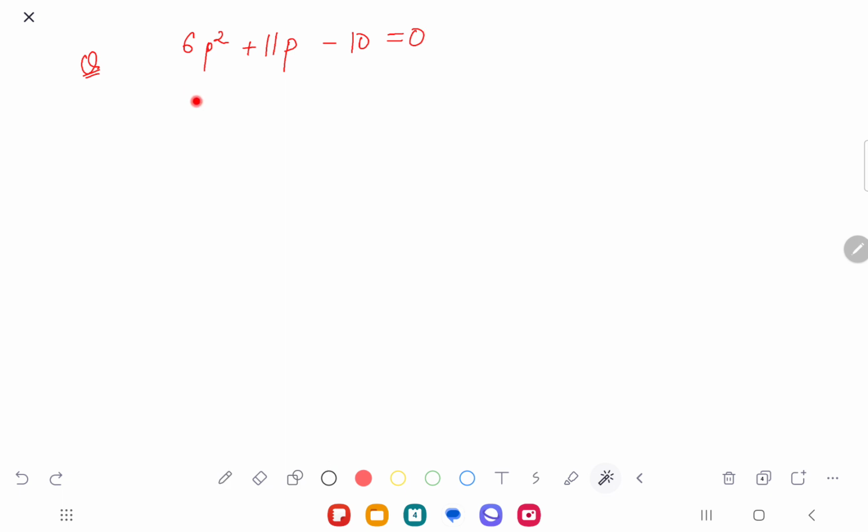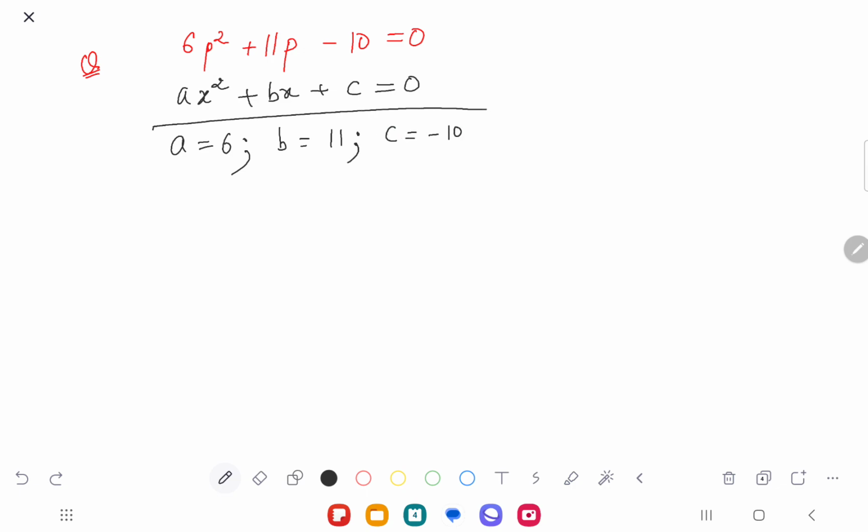It is going to be, if you compare it with ax square, the only difference is that the variable here in my general equation is going to be x, but in reality it is going to be p, right? So a shall be equal to 6, b shall be equal to 11, and c shall be equal to minus 10. Understood or not? Right? So these values we have right here.